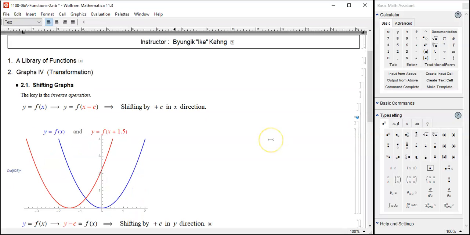Here's the next example here. Blue graph is the original, but this time I moved 1.5 units to the left, or negative 1.5 units in the x direction. So remember the inverse operation. I'm going negative 1.5 units in the x direction, so x plus 1.5. Remember the inverse.